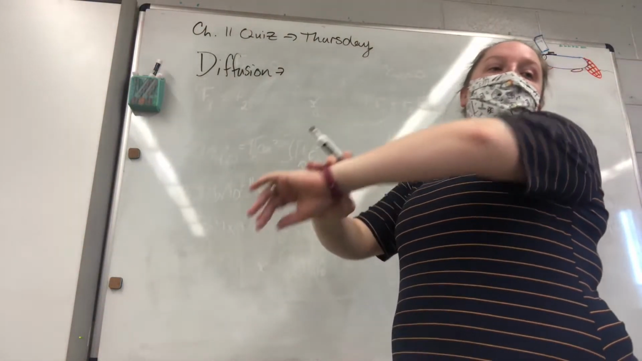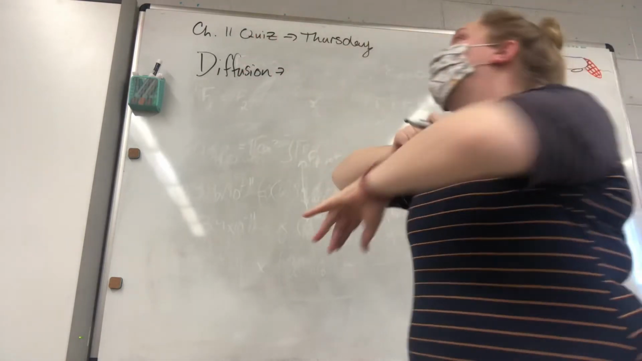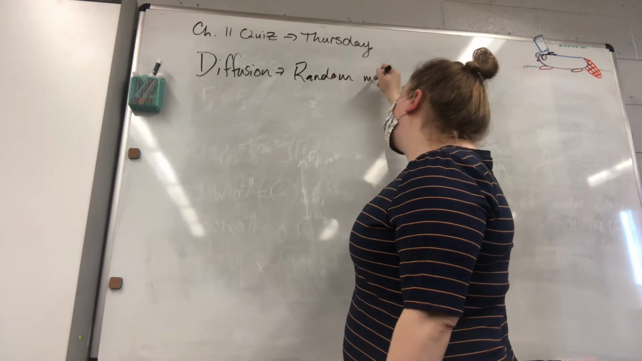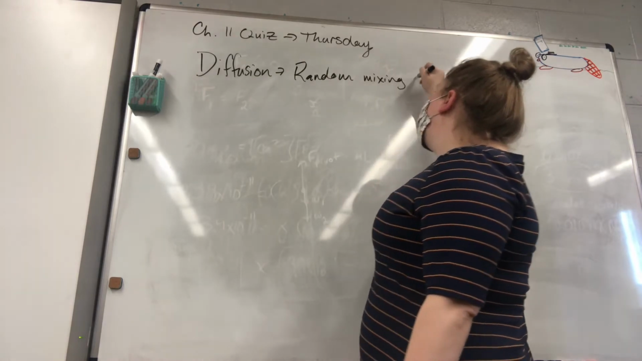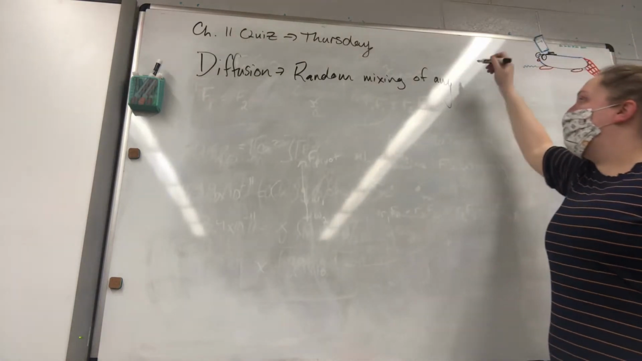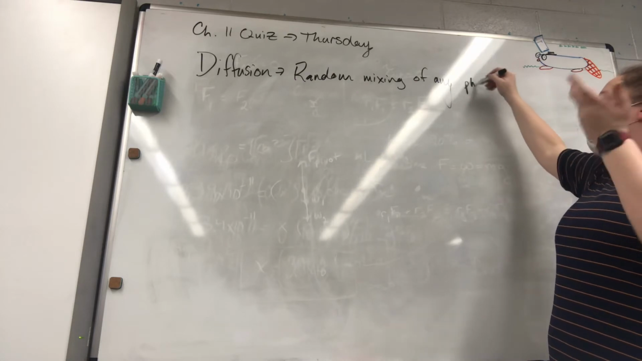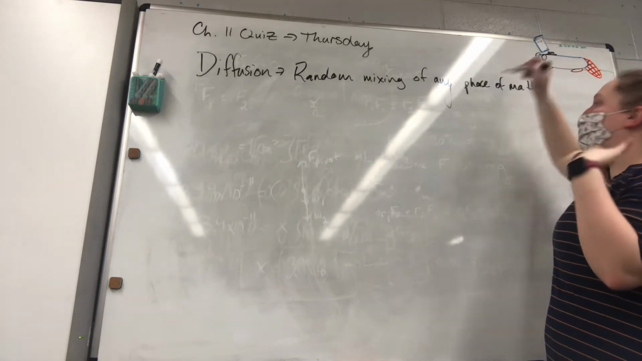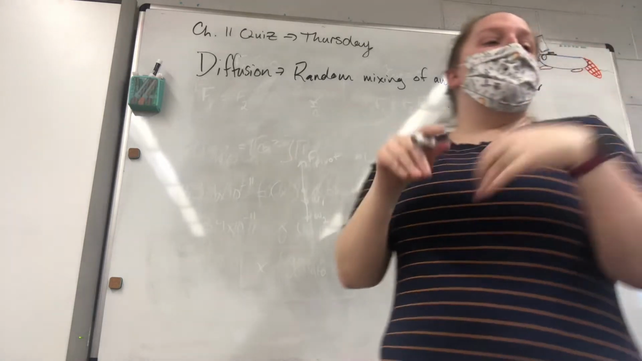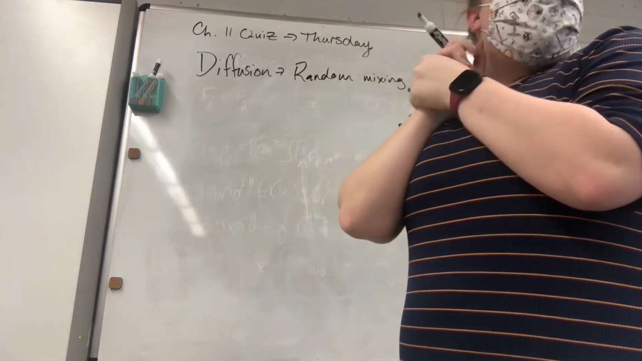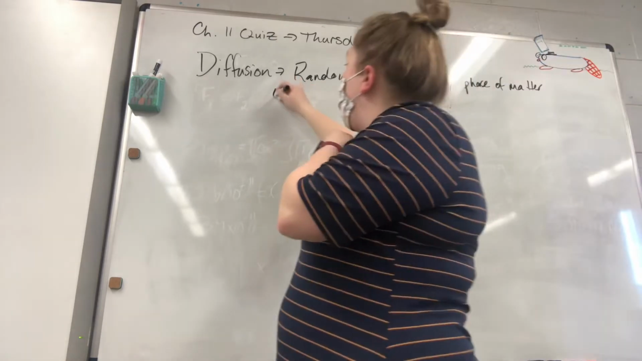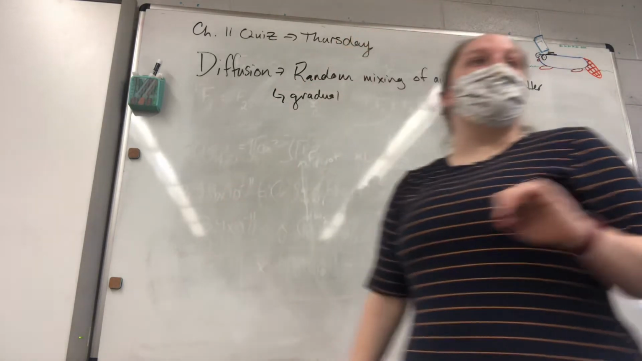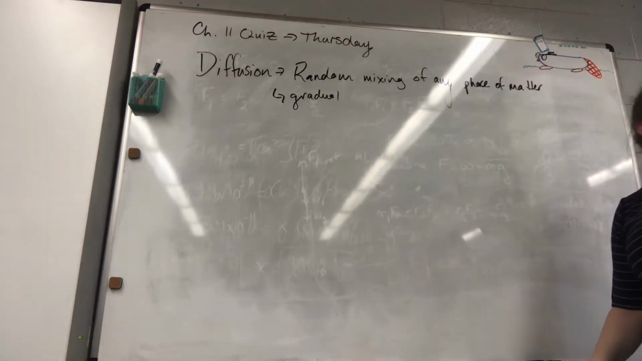All right, let's talk about this. Diffusion is going to be a form of random mixing. Diffusion is going to work with any phase of matter, but we're going to focus on gases. We talked a little bit about it in the previous chapter, where we talked about the different phases of matter and how they mix. This is going to be gradual for all phases, meaning kind of random and slow.